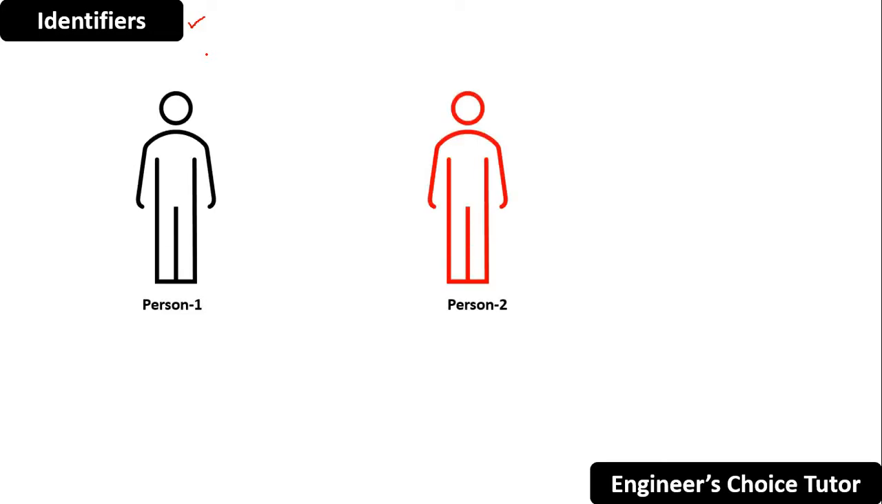Fine. So suppose we have two persons, person 1 and person 2. How would you identify them? Don't you think they should have some name for identification purpose? For example, we gave a name for person 1 as Naveen and the name of person 2 as Shrikant.